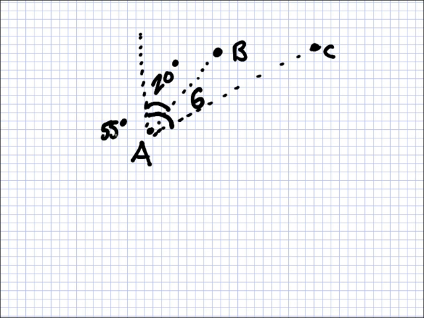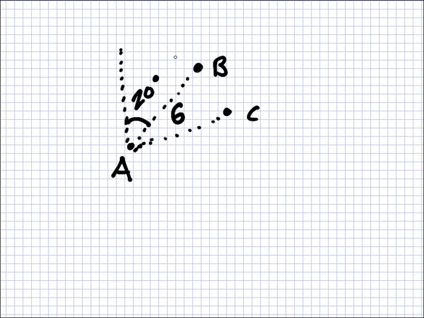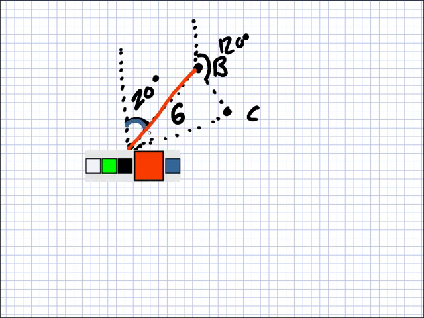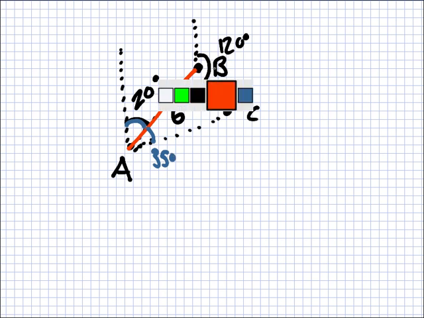And it's 120 from town B. So I think C is like here. And they tell us that this here is 120. I think I have all the information. So this distance is 6. This angle is 20, and they said the whole thing is 55, so this angle here would be 35. And they tell us that that's 120.